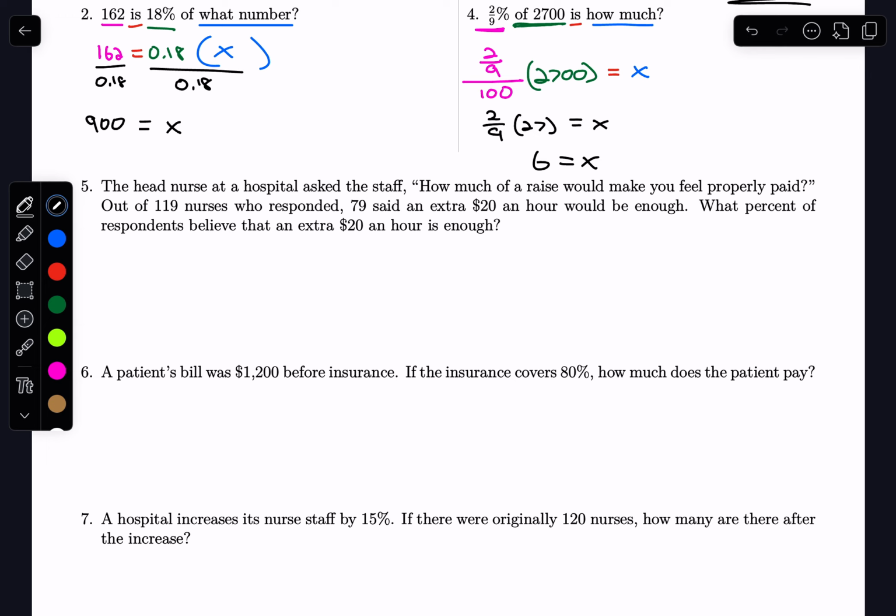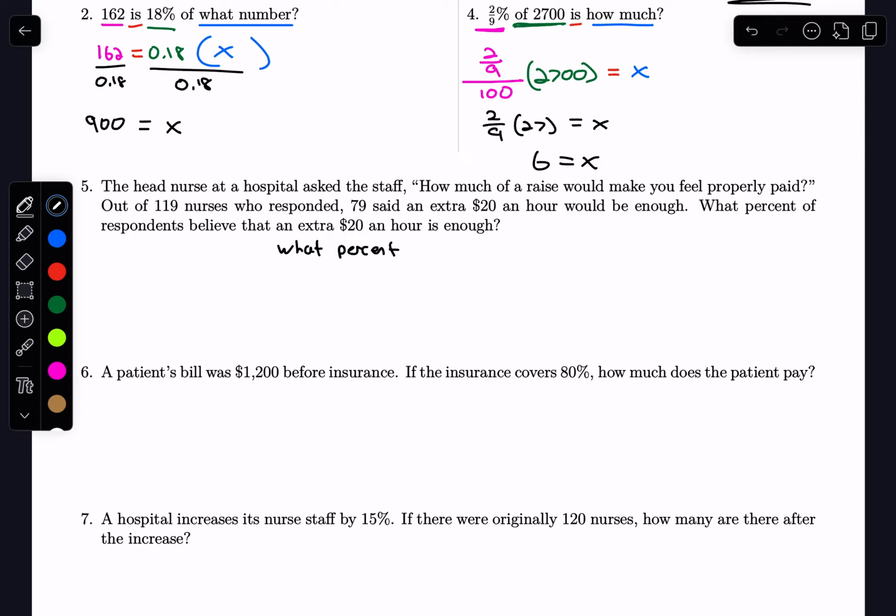So we're going to convert that last line into a better question, or a more clear question, the way numbers 1 through 4 looked. And then we'll convert it into an equation. So it says, what percent of respondents believe that an extra $20 an hour is enough? So the first part's going to stay the same. What percent? But then we're going to edit this question. It's what percent of respondents.